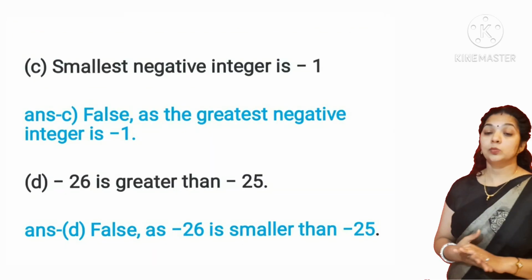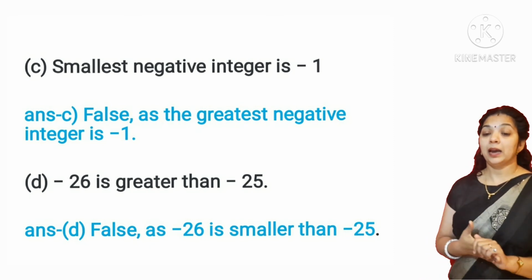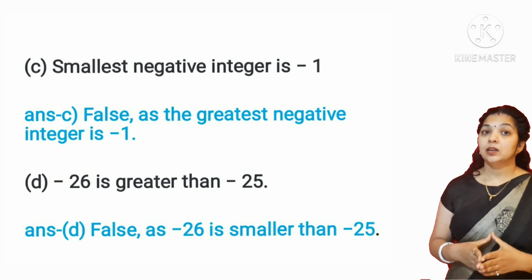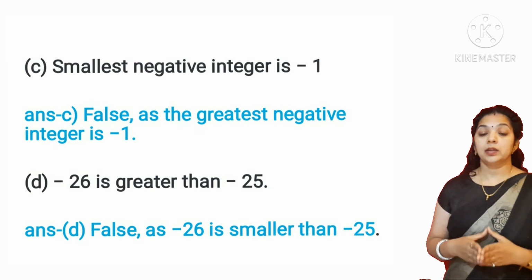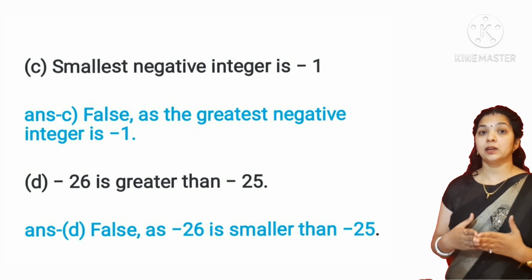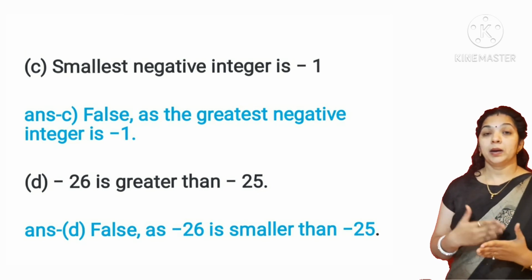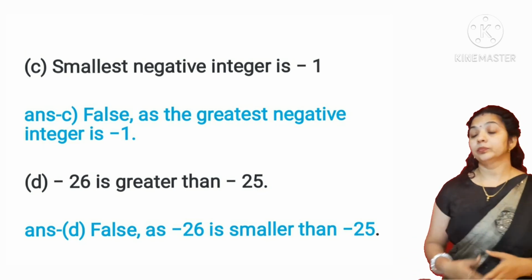Third is the smallest negative integer is minus 1. False, as the greatest negative integer is minus 1. So minus 1 is the greatest negative integer. Next is minus 26 is greater than minus 25. False, because minus 26 is smaller than minus 25.